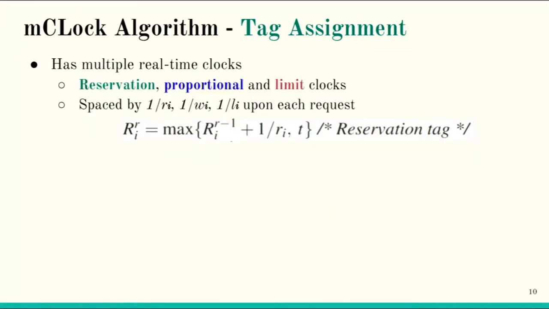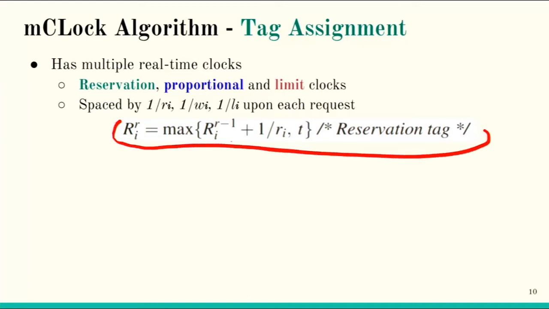How can we do this tag assignment to ensure that the algorithm satisfies the minimum requirement, the proportional share, and also the upper bound of the resource allocations? It has multiple real-time clocks: the reservation, proportional, and limit clocks. Three clocks here. This is the formula from the previous pseudocode. For example, I only show the reservation tag first. The limit tag will be similar.